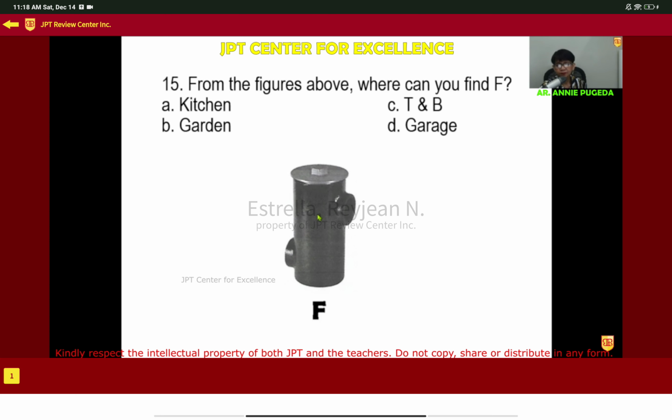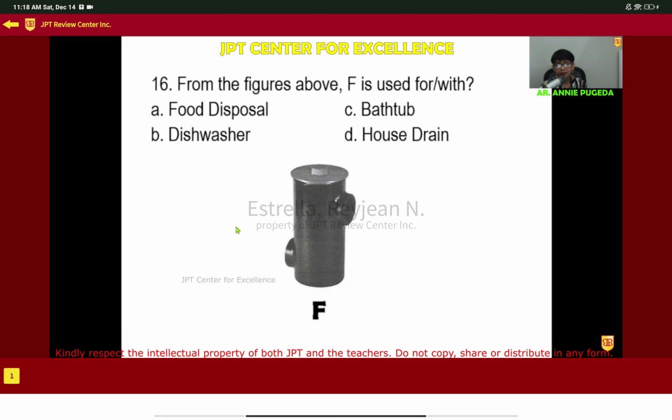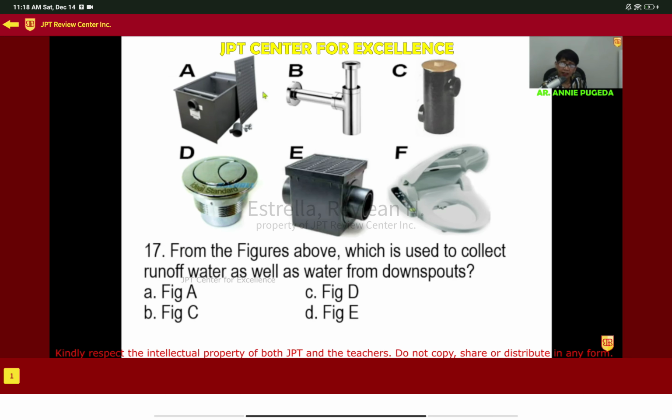And where can you find a drum trap? Yung toilet and bath. Next, from the figures above, F is used with, so lagi po siyang ginagamit in association with a bathtub. Okay? Now, another step. So, tingnan natin. Figures above, used to collect run of water as well as water from downspout.